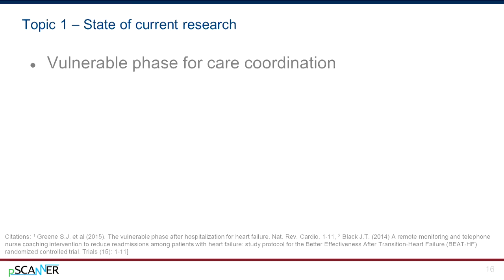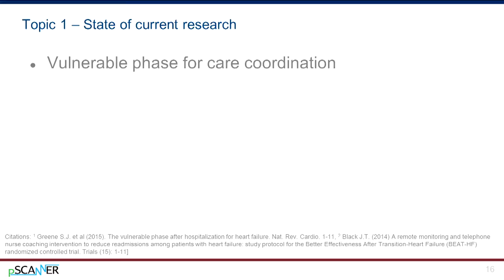Vulnerable phase for care coordination. The time period after hospitalization, at around 2 to 3 months, is the vulnerable phase, when there's a particularly high risk of poor outcomes. Research has started to focus on this period when the patient's care is in transition. More attention is being paid to the quality of planning and education just before a patient is discharged, as well as monitoring care and health status after leaving the hospital.